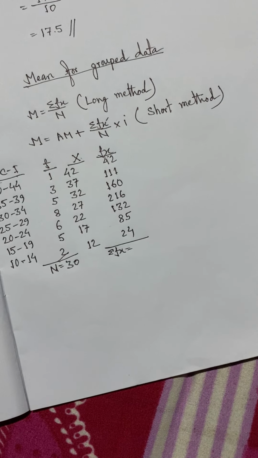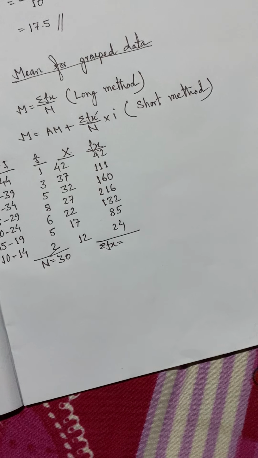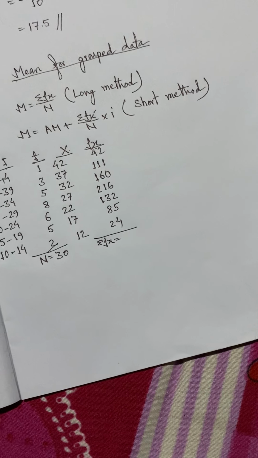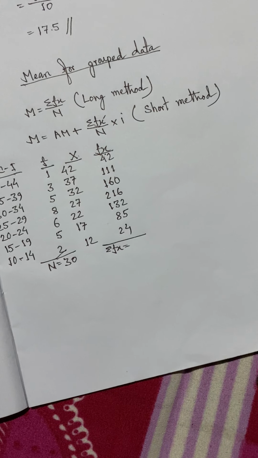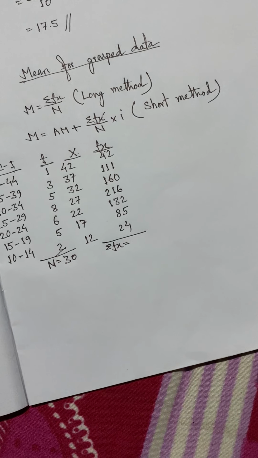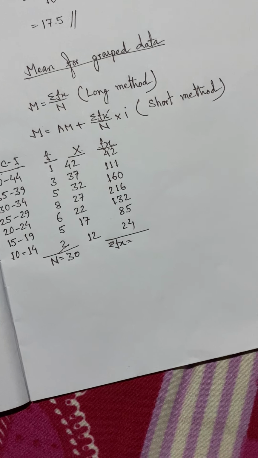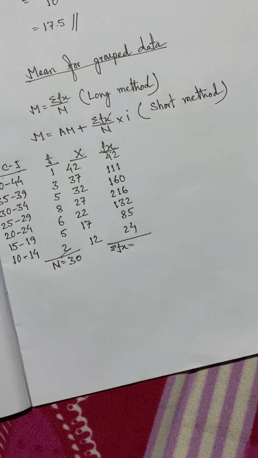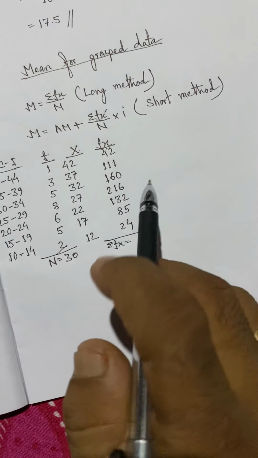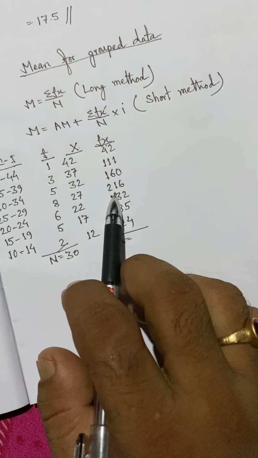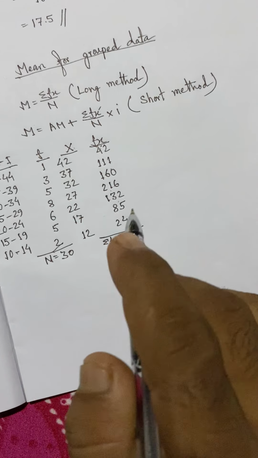So what do we have to add? 42 plus 111 plus 160 plus 216 plus 132 plus 85 plus 24. 42 plus 111 plus 160 plus 216 plus 132 plus 85 plus 24.